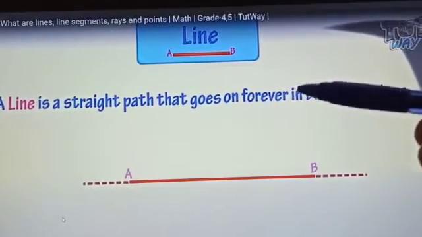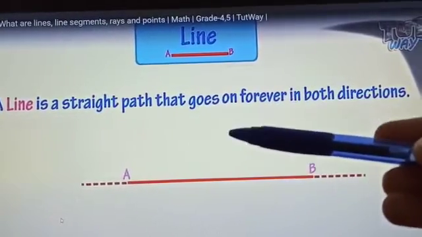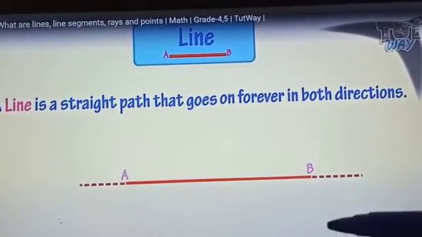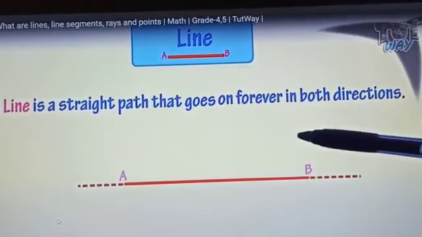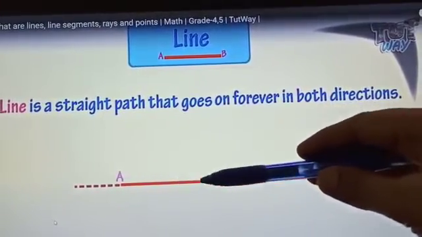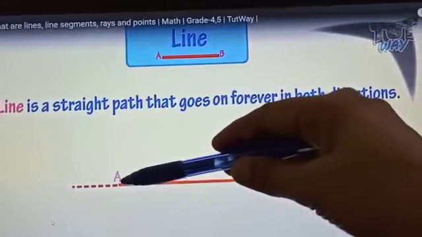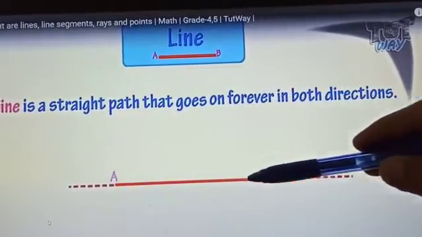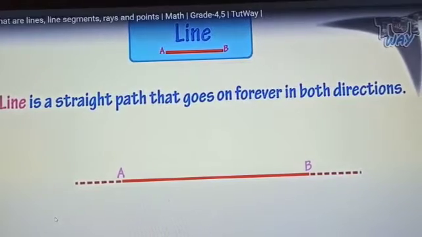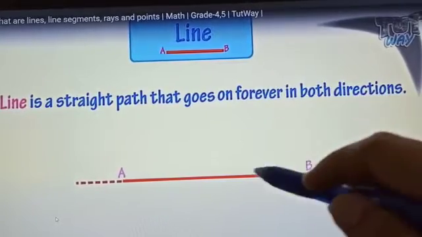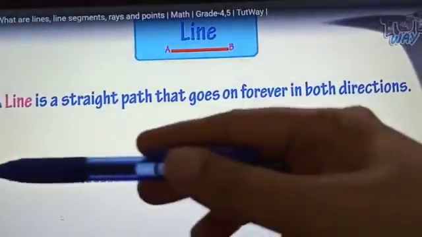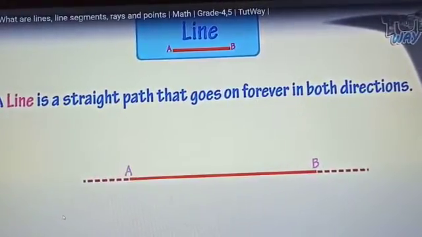Next is line. A line is a straight path that goes on forever in both directions. Means the line is a straight path connecting two or more points. Here we can draw n number of points. So many points are A, B, C, D, and if we join them, they will form a line, right? And we can extend it in both the directions. This line can be extended in right as well as in the left direction, right?